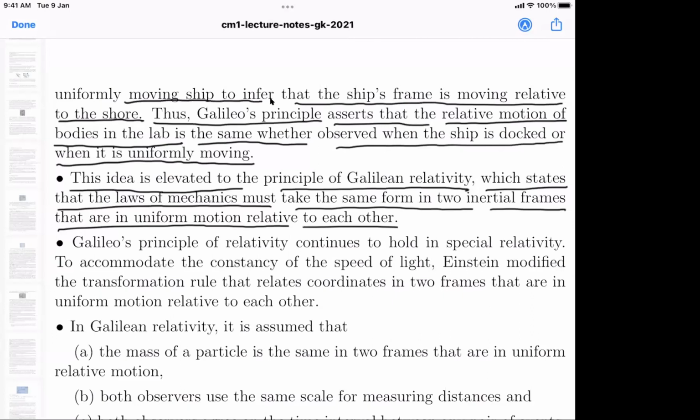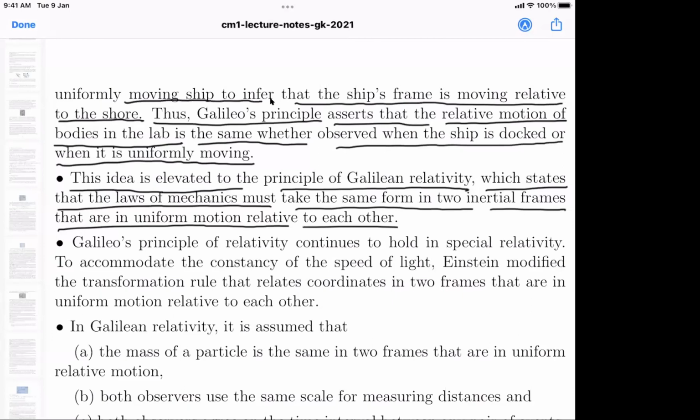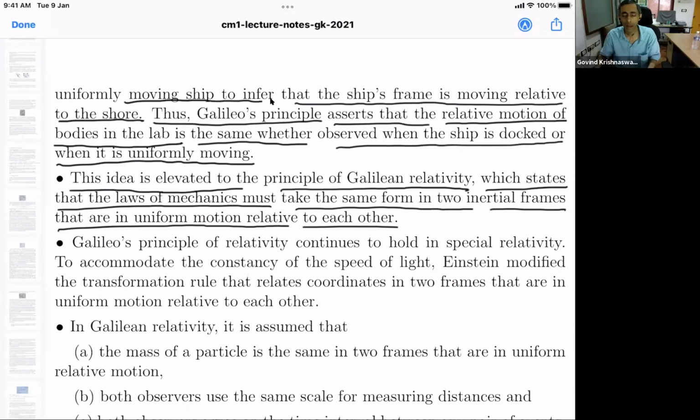Yes, sir. I wanted to ask, what does Galileo say about acceleration? Does he say that we can't detect acceleration, or that we are not talking about acceleration? What is his take on this aspect? No, Galileo is not talking about acceleration. Galileo is only talking about a ship that's moving uniformly. And Galileo, or Newton, everybody finally concludes that acceleration is detectable. It is not as though it is undetectable.